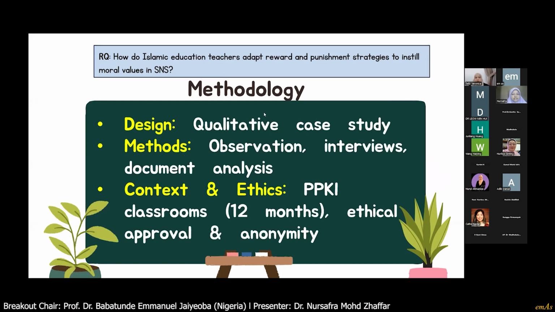So the research question of this study is, how do Islamic education teachers adapt reward and punishment strategies to instill moral values in students with special needs? The study employed a qualitative case study. Data were collected over 12 months in special educational needs classrooms, using classroom observations, interviews with teachers and parents, and also document analysis. All ethical procedures were observed, including anonymity and informed consent.